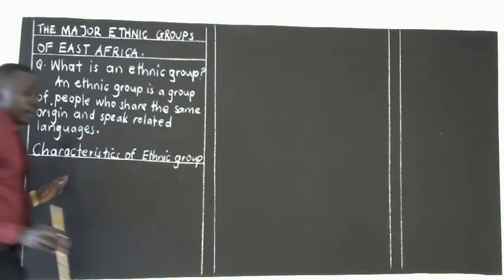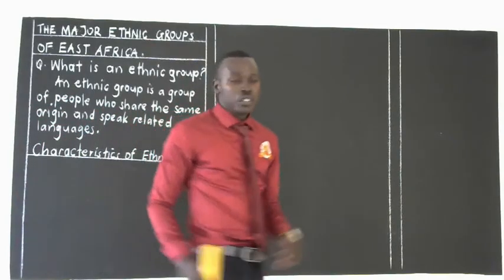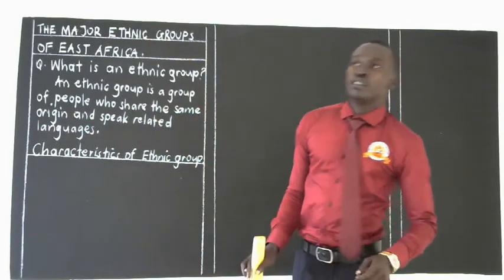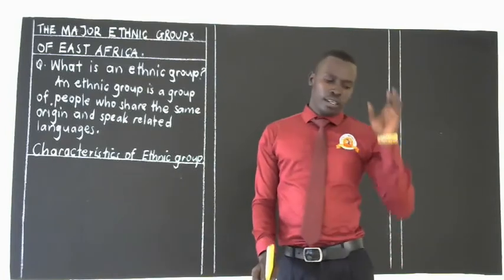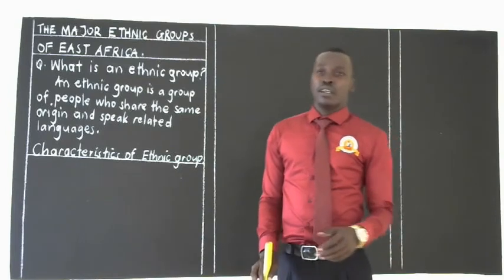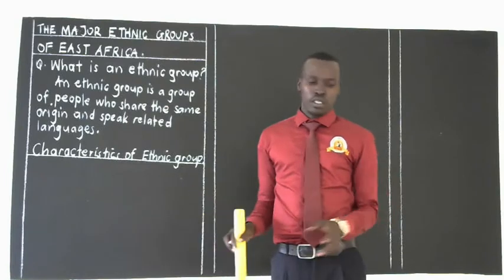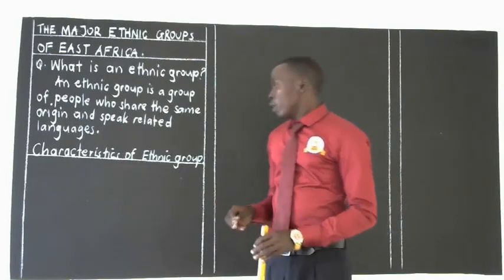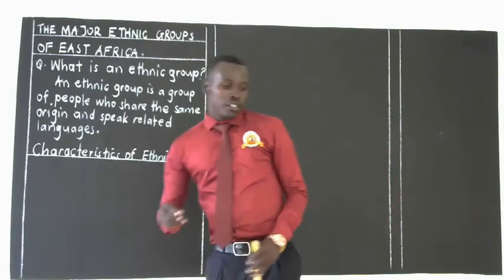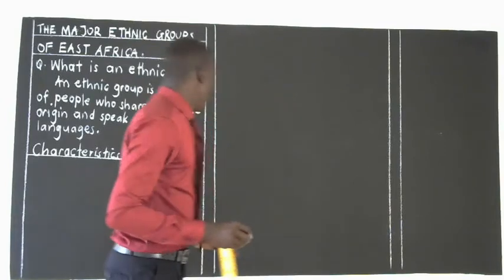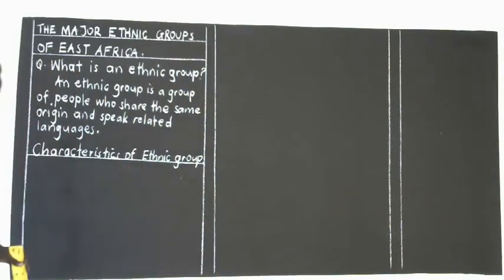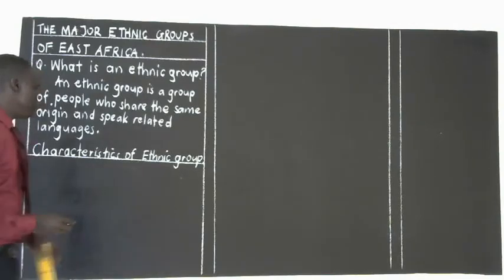Now, after learning about these characteristics, we should be able to identify people of a given ethnic group, even if they belong to different tribes. One of the most common characteristics is that people speak related languages, as in the definition. We're saying people speak related languages.